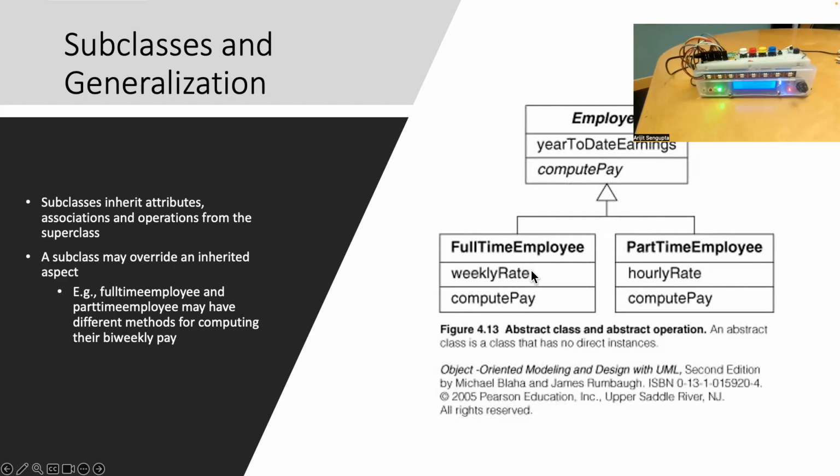So for example, in this case, we are talking about an example of an employee. Employee could have year-to-date earnings, and that's common to all employees. And then an employee could have some sort of a method that computes how much they get paid. Now, a full-time employee will get paid by a weekly rate or a monthly rate and things like that. So how you compute the pay is basically how many weeks they have worked times their weekly rate.